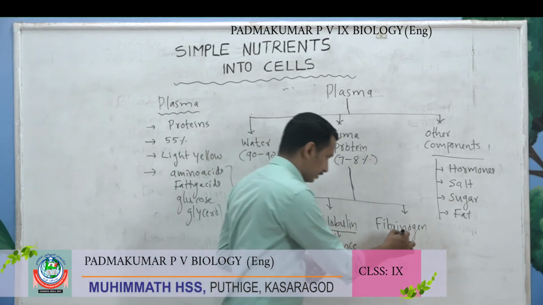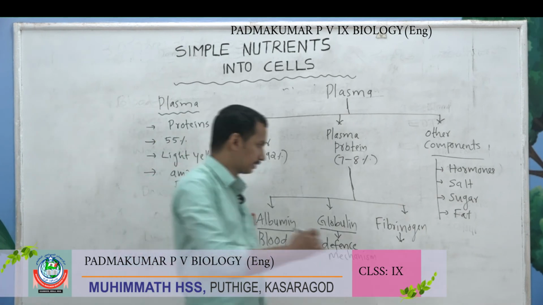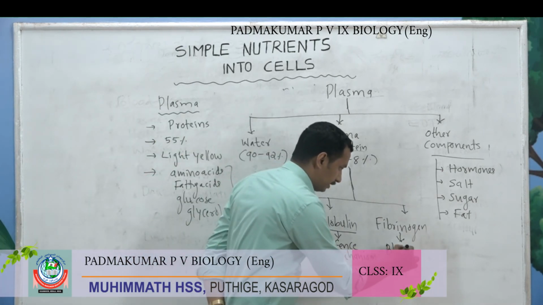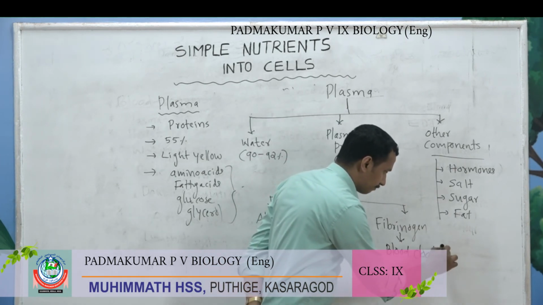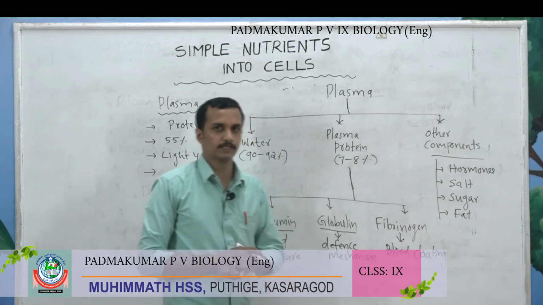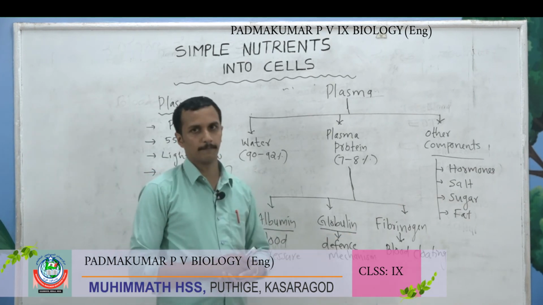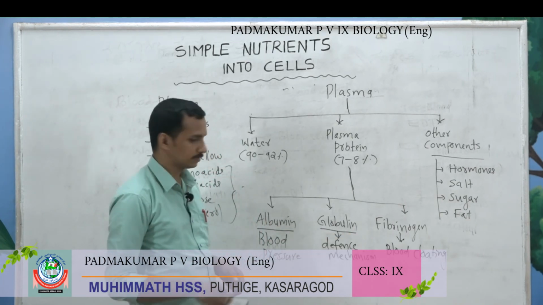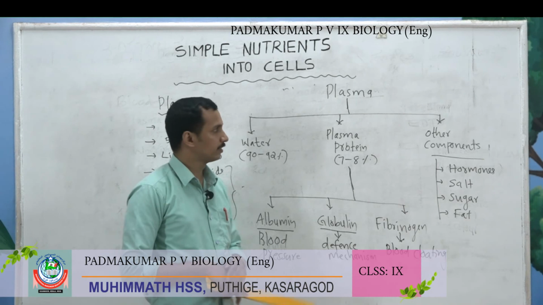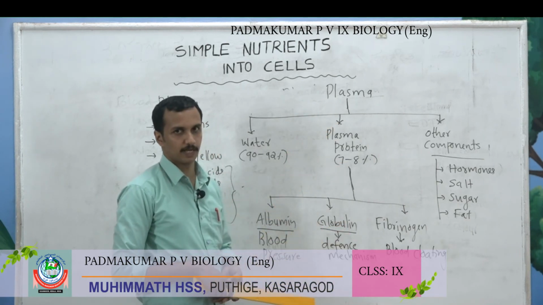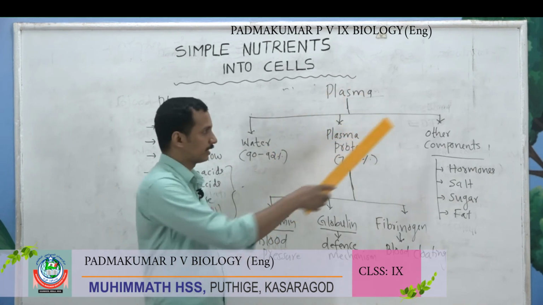And the third one is known as fibrinogen. Fibrinogen is associated with the blood clotting mechanism. It is associated with blood clotting or blood coagulation. So here we just drew the chart showing components of plasma. Human plasma is composed of three parts.